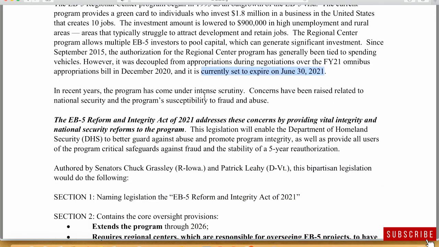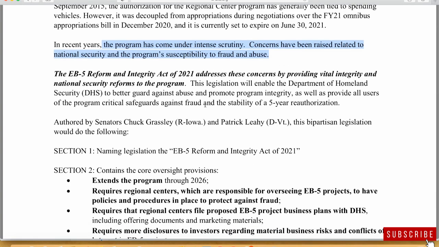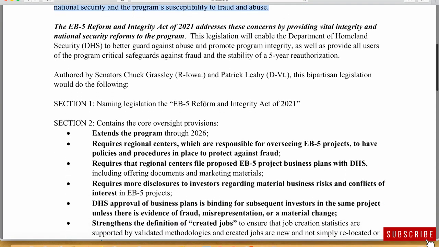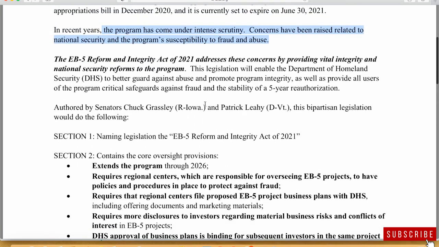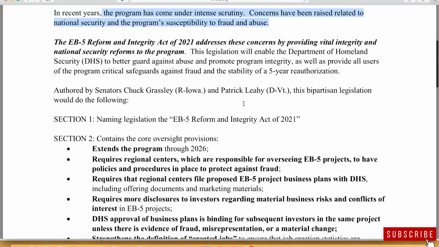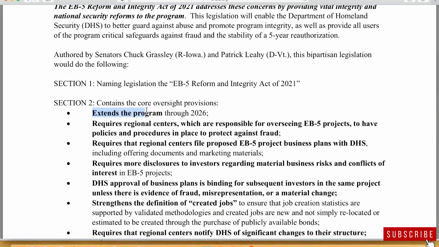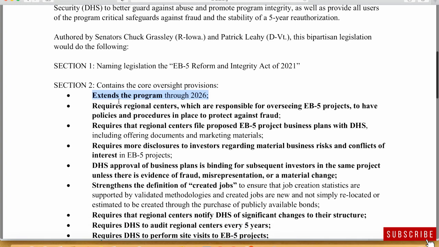2021. Now, this program has undergone intense scrutiny, and maybe you heard many times these projects are unfortunately subject to fraud, and therefore here in this proposal we are going to cover what is up with this new bill that is going to take care of the regional center program. So number one, what is being proposed is that the program will extend through 2026.